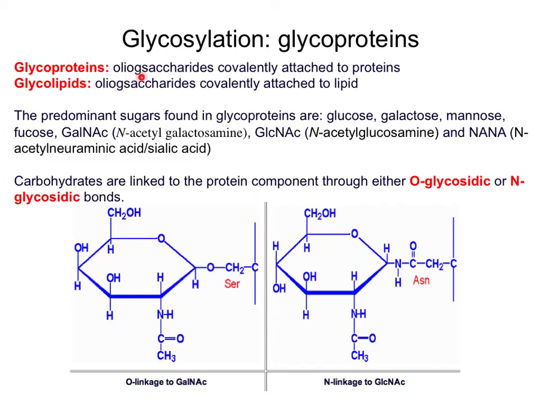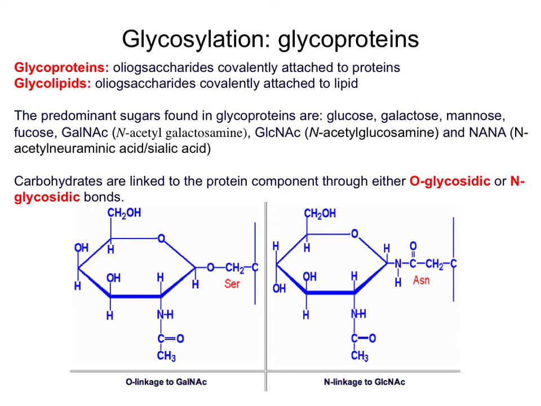Glycoproteins are oligosaccharides covalently attached to proteins, and glycolipids are oligosaccharides covalently attached to lipids. The predominant sugars found in glycoproteins are glucose, galactose, mannose, etc., shown here. On the next slide, I'll show you the different structures.